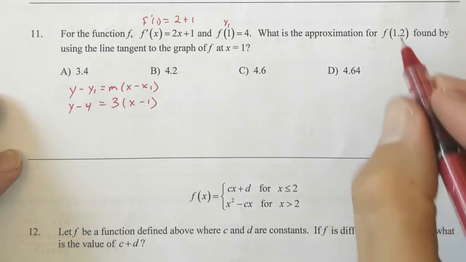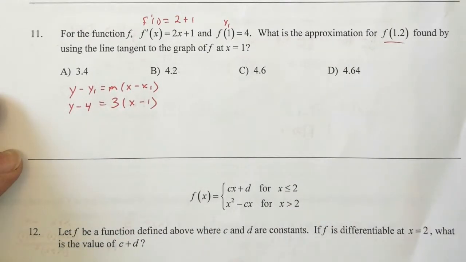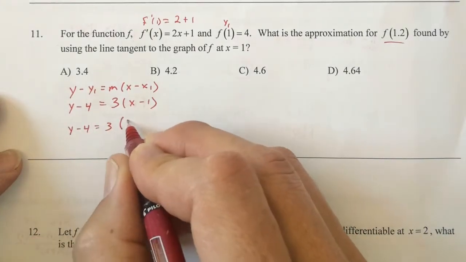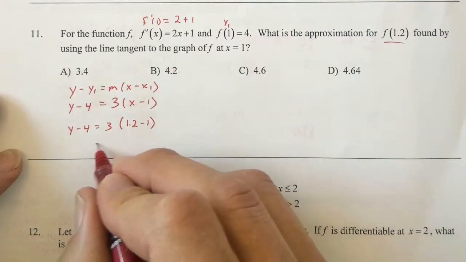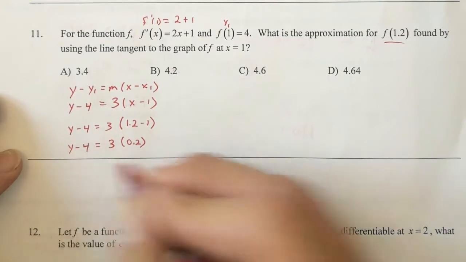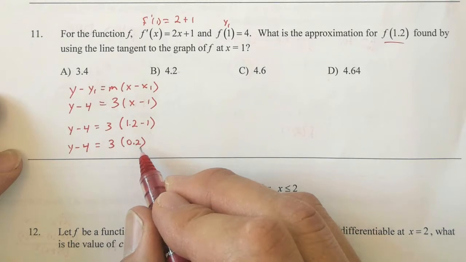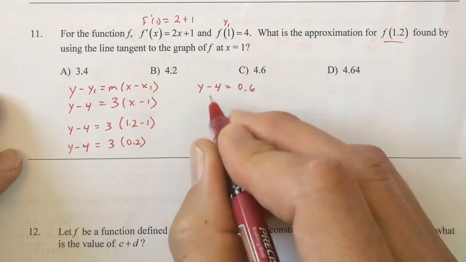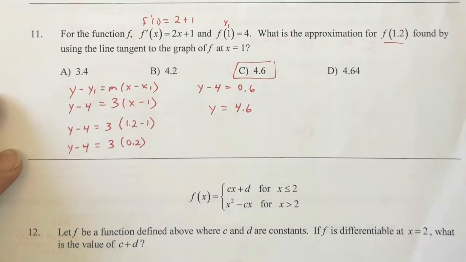So we're going to use this equation that we just created to find f of 1.2. So we have y minus 4 equals 3. We're going to put 1.2 in for x. 1.2 minus 1 is 0.2. Still have our y minus 4 over on the left side. We still have our 3 out front. 3 times 0.2 is 0.6. And now we add 4 to both sides. So we have 4.6. So we're going to select C.